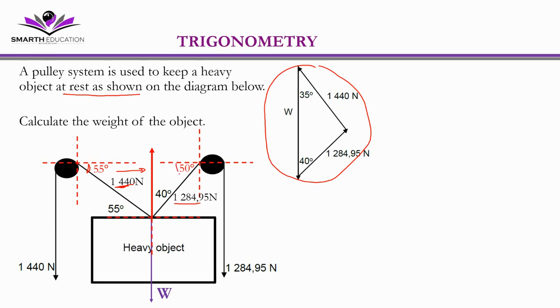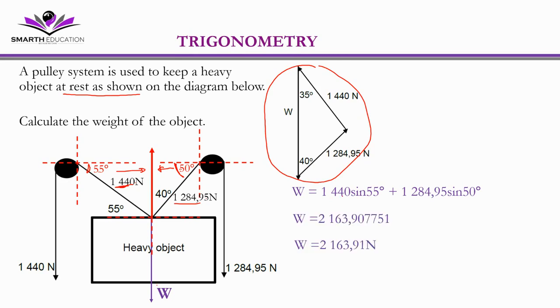And then the vertical component of this force here, check the side is opposite here. So it's going to be 1284.95 times sine 50. So if you add these two, they must give us the weight. Okay, so we have this part, and then we just put this in the calculator. Weight is equal to 2163.91 newtons.